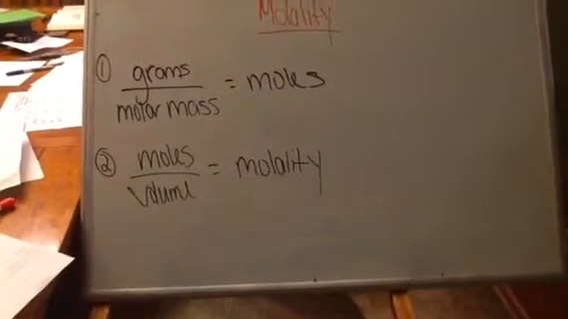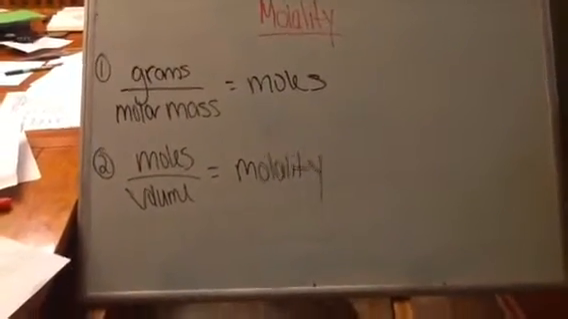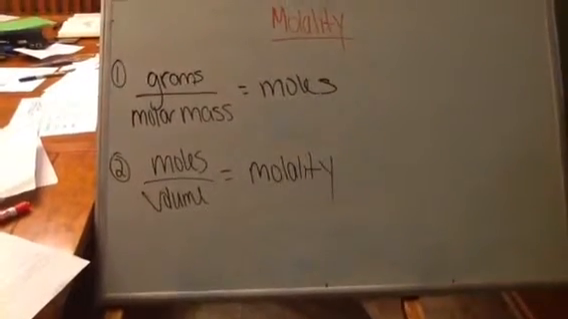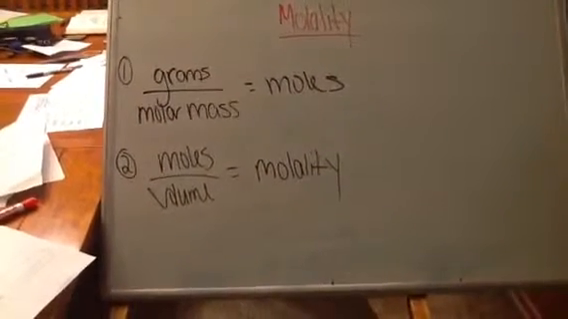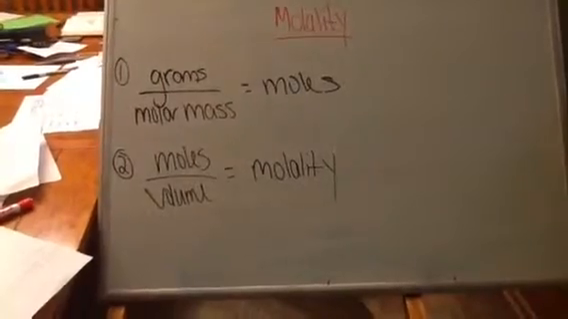Finding the molality is harder because you can't use actual numbers like in molarity. You're using chemicals because you have to use chemicals. So you do the grams over the molar mass equals the moles. Then you take the moles over the volume and you get the molality.